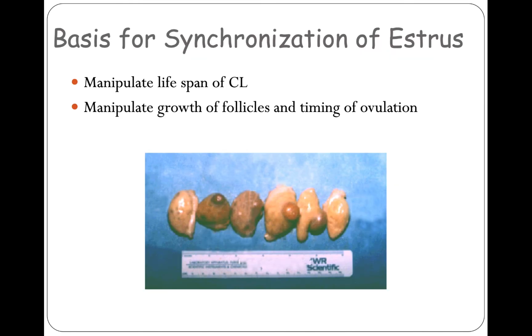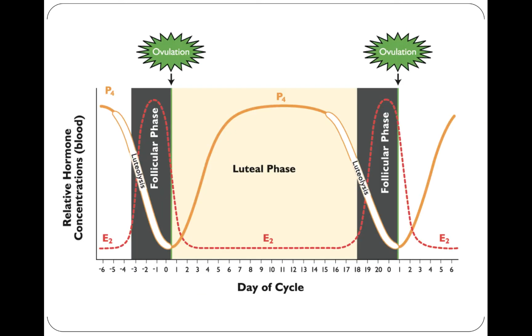And so this really sets the basis for how we can synchronize estrus. The whole goal of a synchronization protocol in beef cattle is to manipulate the lifespan of the corpus luteum. And if we can do that, we can also manipulate the growth of follicles and the timing of ovulation. And so we're going to use this chart as a management tool in an estrus synchronization program.